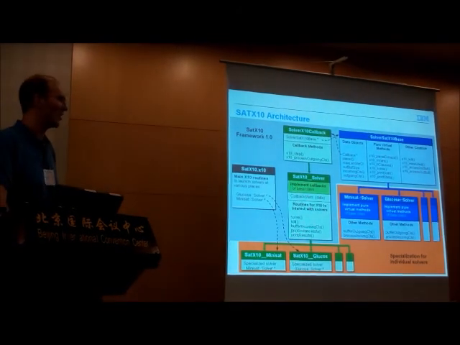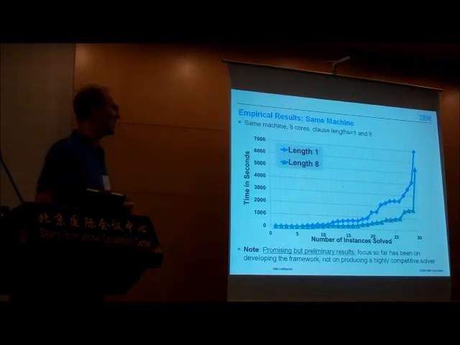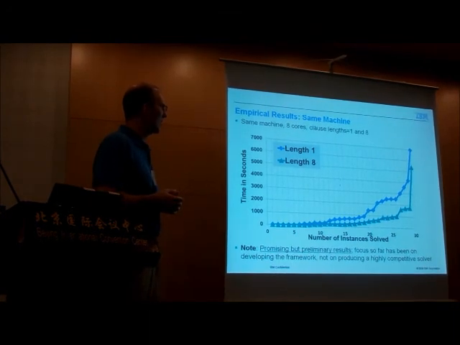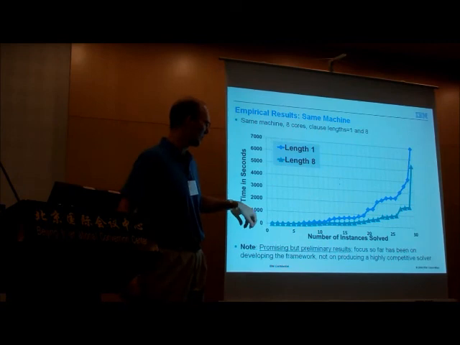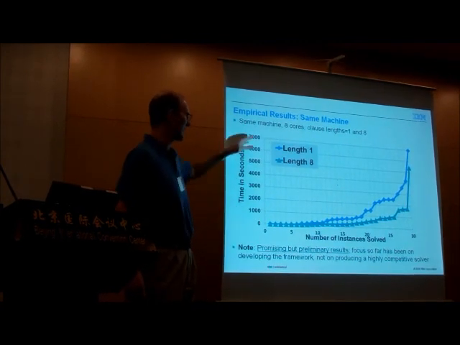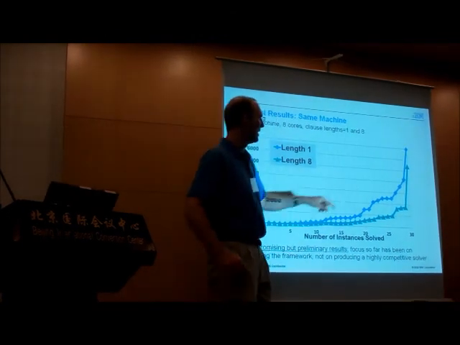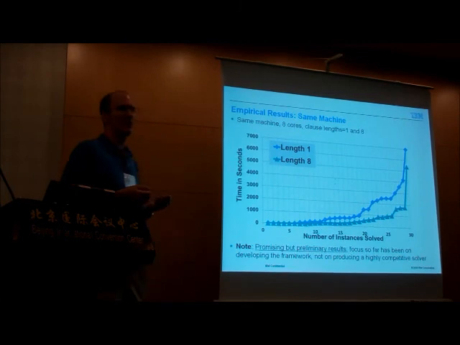So this is an architecture slide. Just to give you some results: this is showing running 8 SAT solvers on a single node, sharing clauses of length 1 and length 8. What this is showing is the number of problems solved along the y-axis and time on the x-axis. As you go along in time, you're solving more problems. And if you actually share bigger clauses, you learn faster, which is something they weren't sure of.